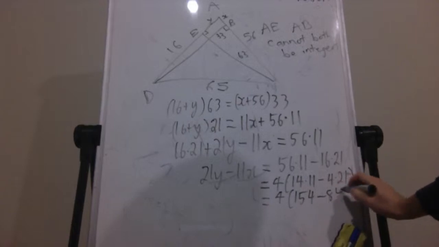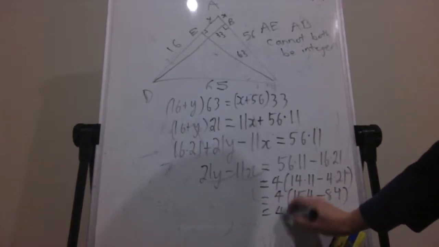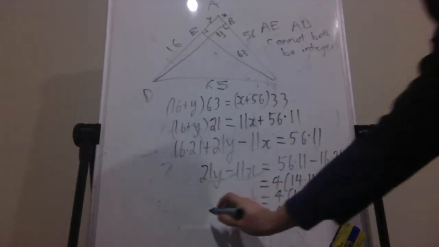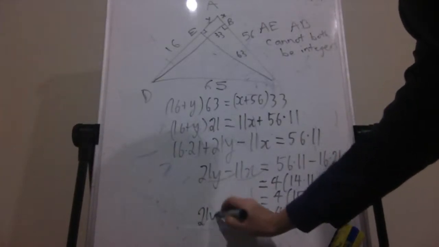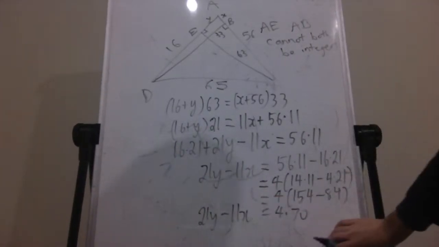154 minus 84, right? Yeah. So this is 4 times 70. Yep. Remember, we learned how to solve these equations. Remember? Oh yeah, 21. Remember how to solve them? Yep.